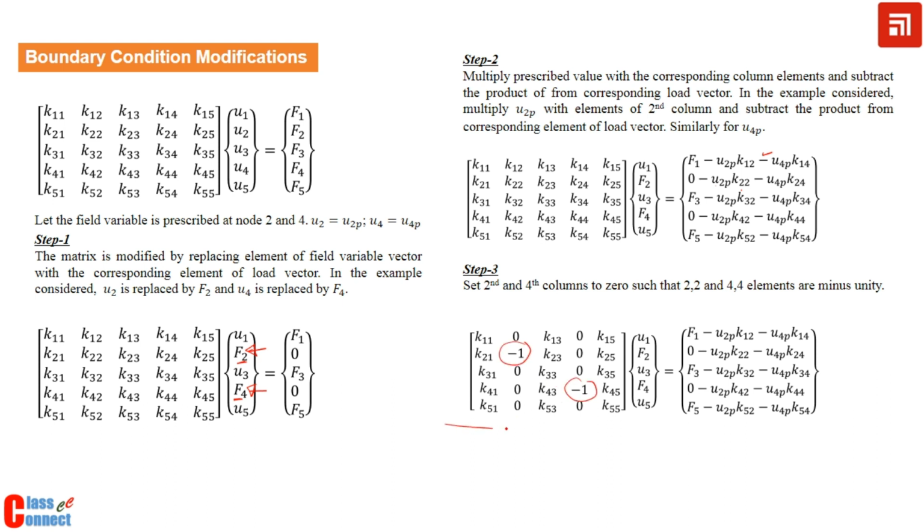So if we modify the system equation using this, we get u1, f2, u3, f4 and u5. So here this f4 and f2 will be the reactions. So from one solution we get both displacement as well as reactions, and this is the more desired way of modifying boundary conditions, but the earlier one is also popular. We can modify boundary conditions accordingly and get the desired result.